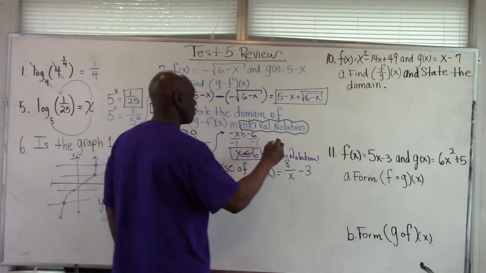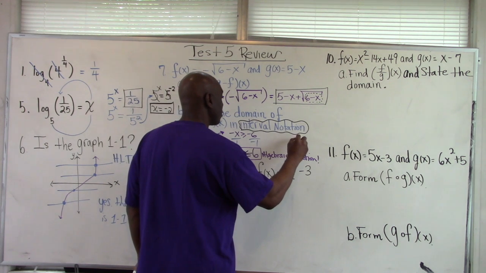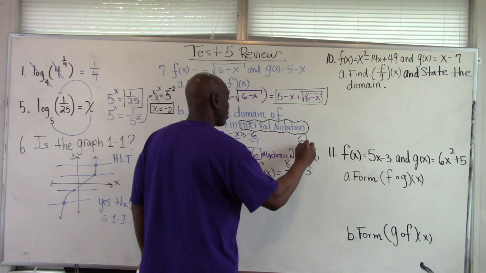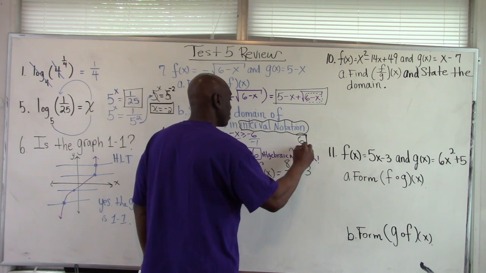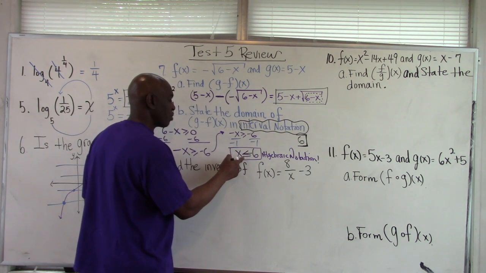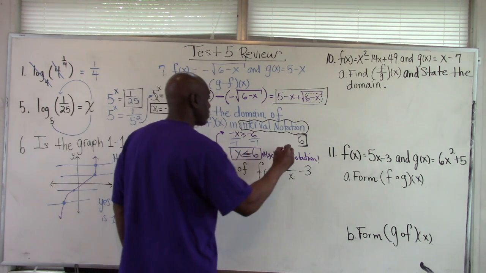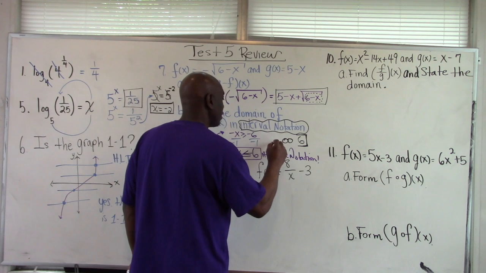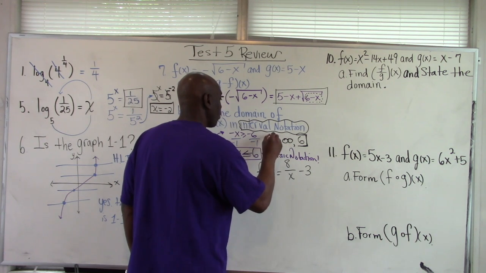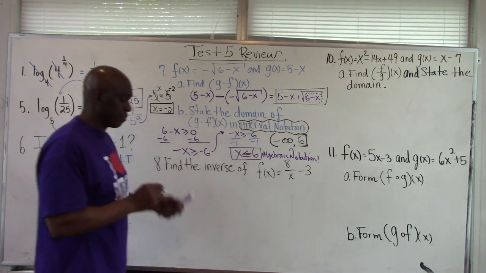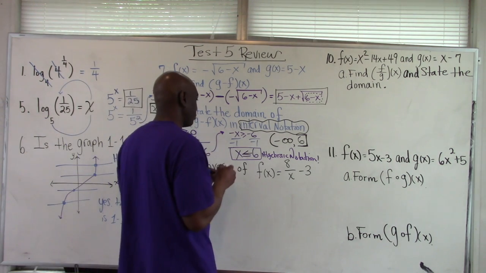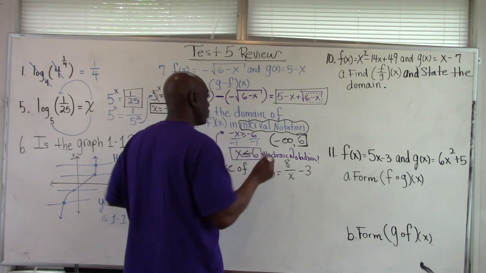All right, so for interval notation, we have to start at 6 and put a bracket on the 6, because it's less than or equal to. Now go to the left of 6, which is going to take us all the way to negative infinity. And you put parentheses on infinity. So that's our interval notation right there.